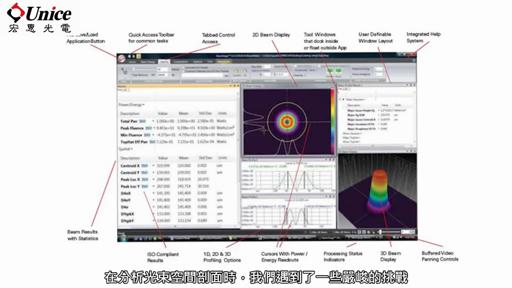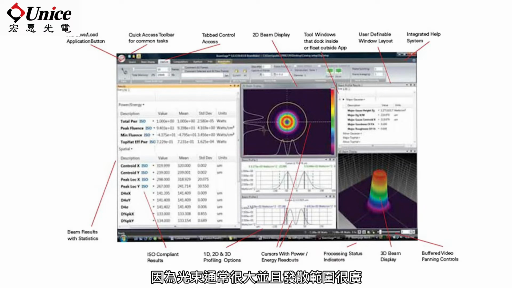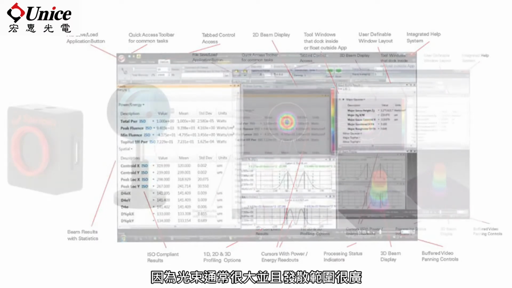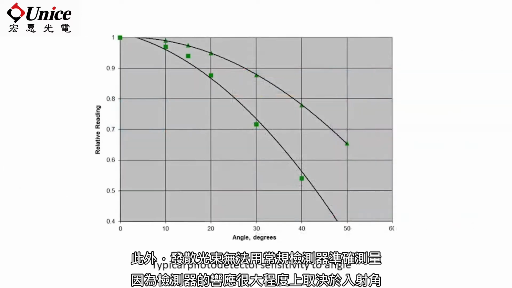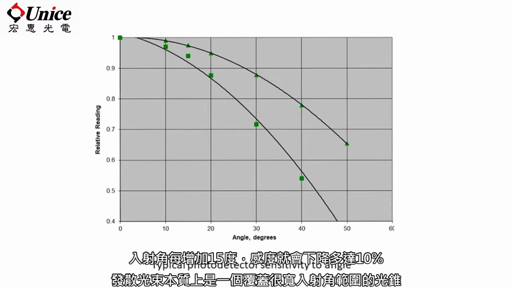When it comes to analyzing the beam's spatial profile, we run into some serious challenges because the beams are generally large and widely diverging. The apertures of conventional beam profilers are too small to capture the entire beam. Furthermore, diverging beams cannot be accurately measured with a regular detector because the response of the detector is highly dependent on the angle of incidence. It can drop by as much as 10% for each increase of 15 degrees. And a diverging beam is essentially a cone of light covering a very wide range of angles of incidence.